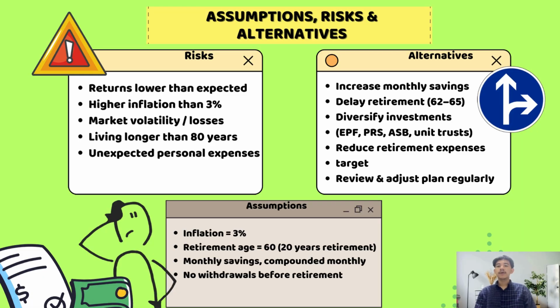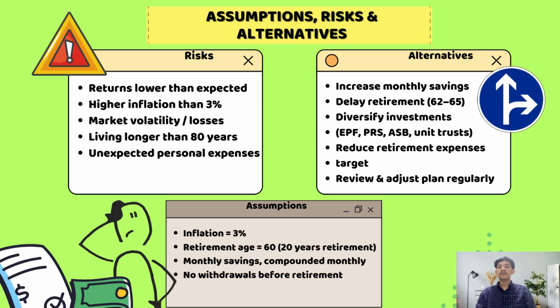For this result, we made several assumptions. We assume an inflation rate of 3% per year. Mr. Arif will retire at age 60 and live until age 80, which means 20 years of retirement. We also assume that he will save every month consistently and the money will grow with compound interest.